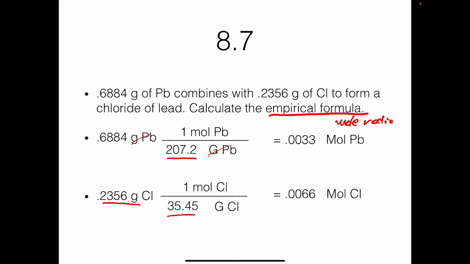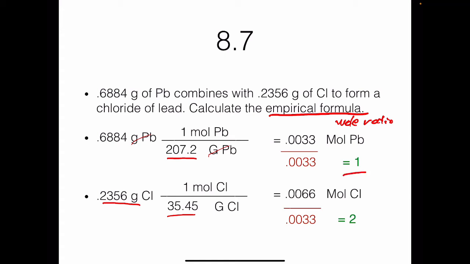Now, we've determined the number of moles of each element that we have available to us. We need to determine the mole ratio here, which means we need to figure out how many of one equals how many of the other. And in order to do that, we have to divide by the smallest number of moles, which in this case is 0.0033. We're going to divide both of those values by 0.0033. This is what gives us the ratio. So we can see that for lead, that comes out to 1 because we divided it by itself. For chlorine, that comes out to 2.